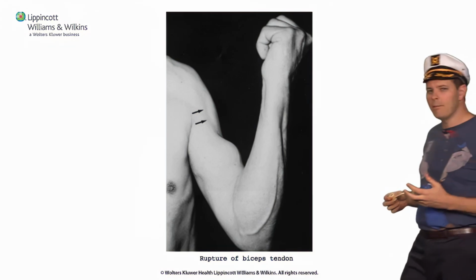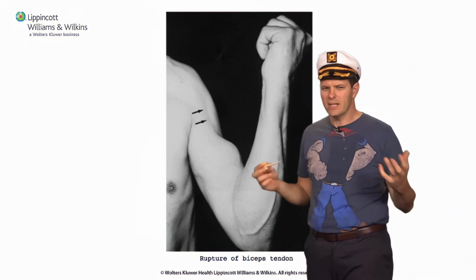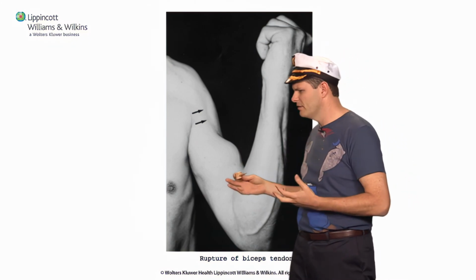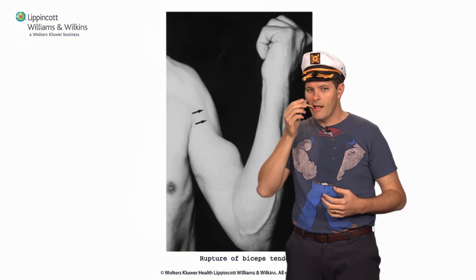This is sometimes called a Popeye lesion, which doesn't make a lot of sense to me since Popeye has big bulging forearms and not big biceps. But at least the name is memorable.